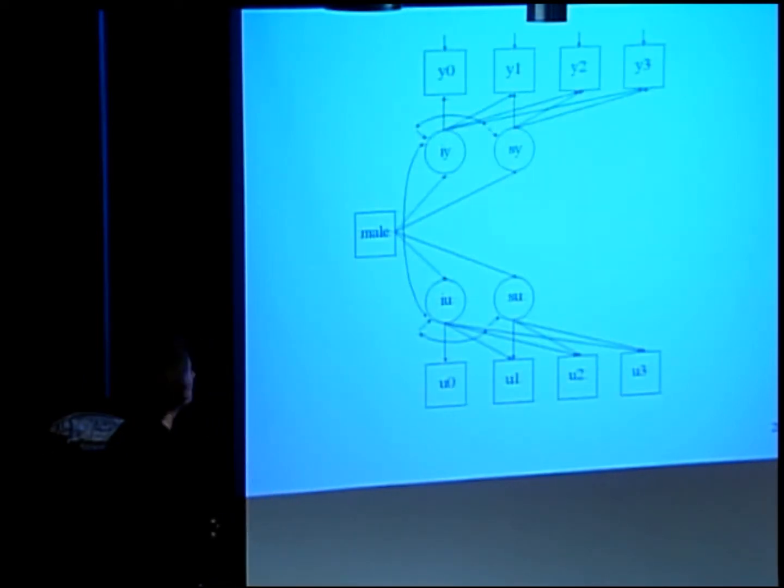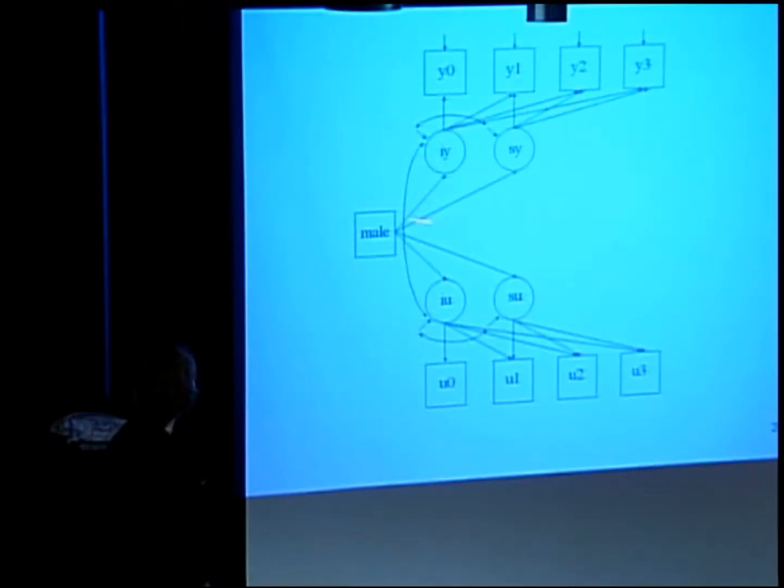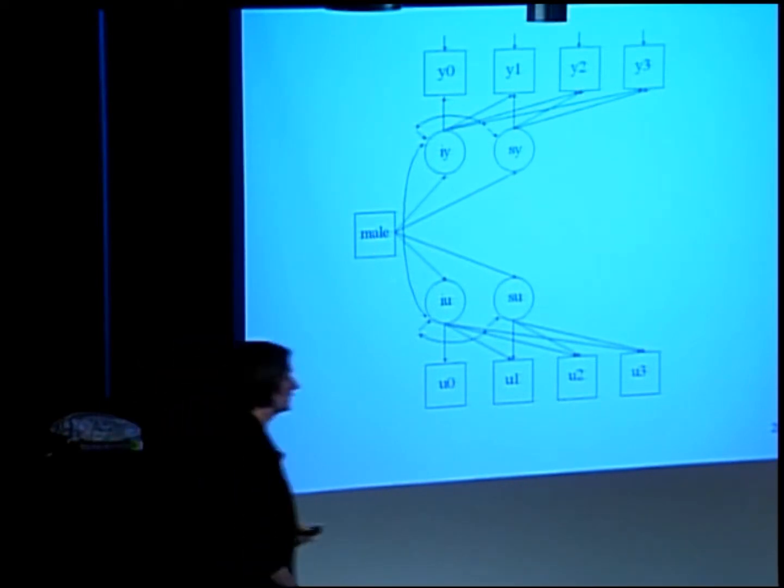Okay, so let's take a look at what the model that we're going to estimate looks like. It has the U part of the model down at the bottom and the Y part of the model at the top. So Y is continuous, U is binary. It's like the parallel process model we looked at yesterday, but one part is binary, one part is continuous. We call the intercept growth factors IY for the continuous, IU for the binary, and the slope growth factors SY for the continuous and SU for the binary. And you can see that we're regressing all 4 of the growth factors on the time-invariant covariate male. Okay, so we'll leave that there then.